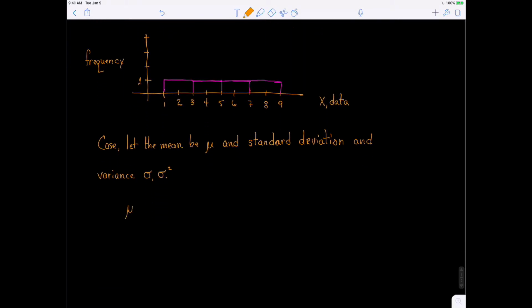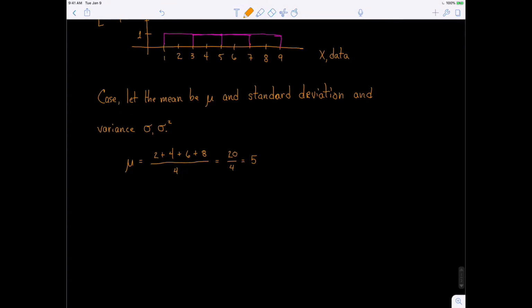So the mean means I take my data values, 2 plus 4 plus 6 plus 8, and we divide by the number of data, that's 4. If I add those up, that's going to give me 20. We'll divide it by 4, and my mean is 5. And then let's find the variance.